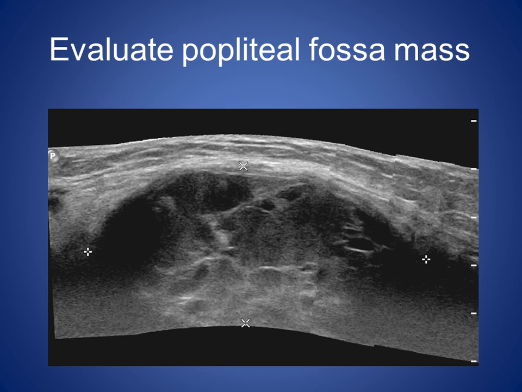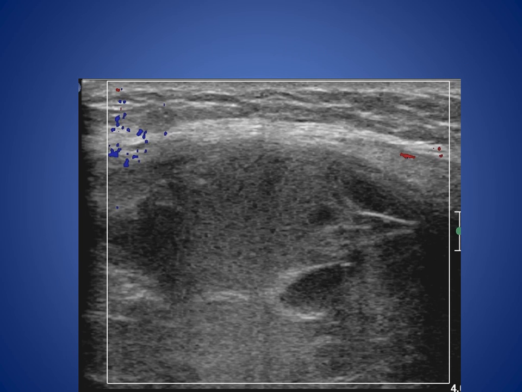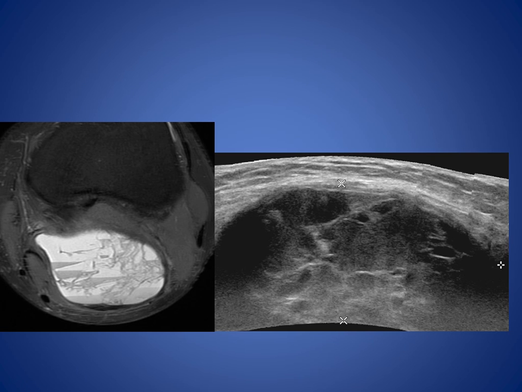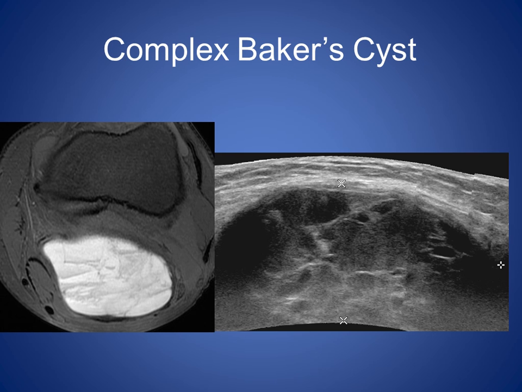Here you go, evaluate popliteal fossa mass. This is much more complicated looking: multiple septa, heterogeneous echogenicity. Put color on it, no flow, but still looked ugly enough. It went to MRI and you see this. It just turns out to be a complicated Baker's cyst, with all these fluid levels, and on post-contrast imaging, no enhancement.